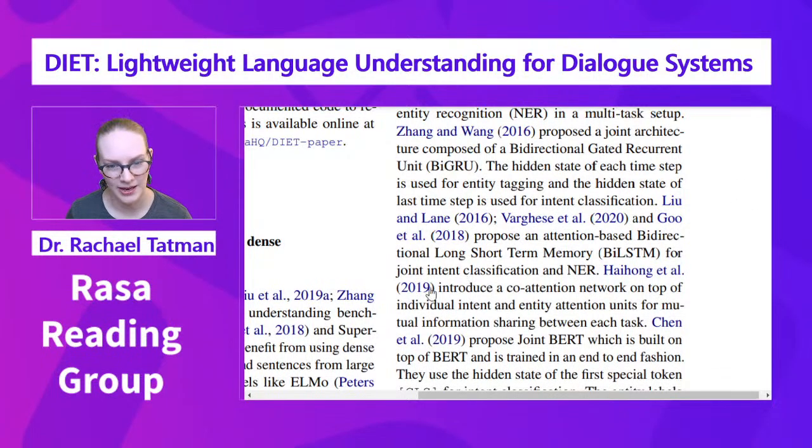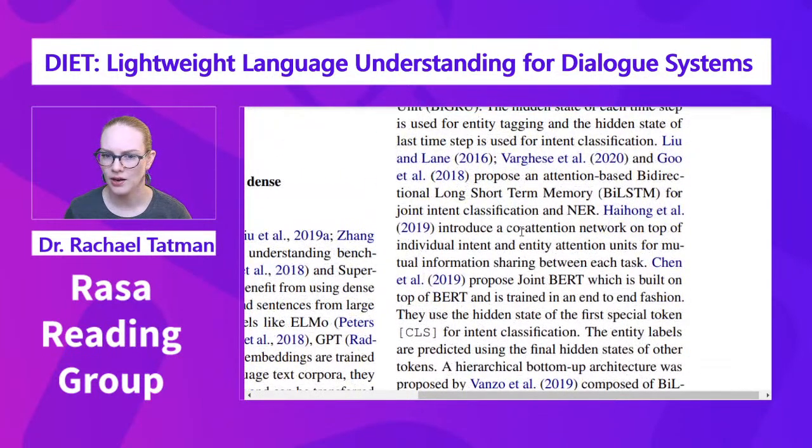Hai Hong et al. 2019 introduce a co-attention network on top of individual intent and entity attention units for mutual information sharing between each task. Co-attention network. I don't think I've run into those before. I don't think we're going to talk about them much, but another potential approach. Also, transformers, when they were first introduced, some people called attention networks, because the paper that introduced them was called Attention is All You Need.